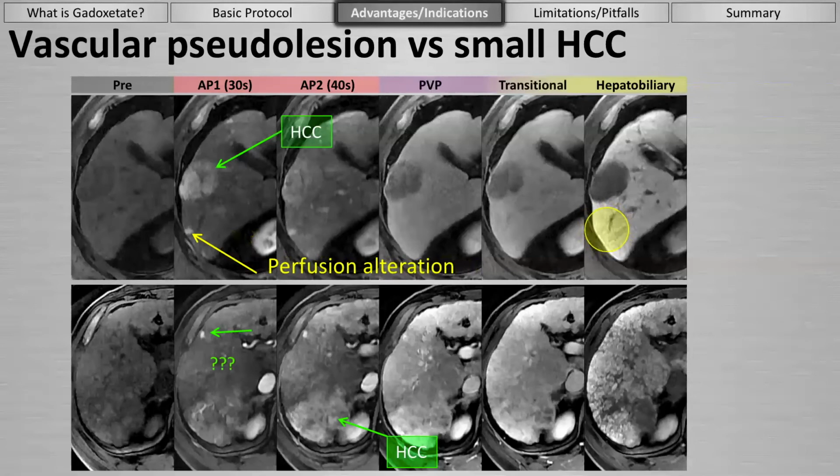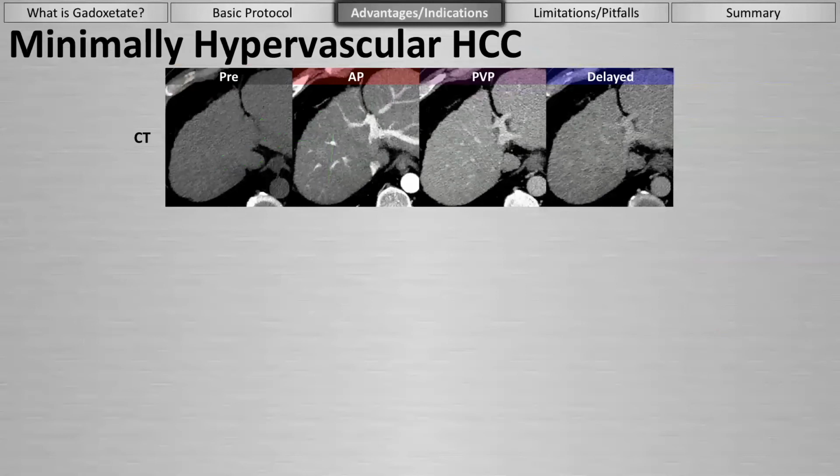What about the other one? Well, the other one, look at that. There's a small little filling defect right there. So this one is a cancer. The other one is a perfusion alteration. So this agent can help you problem solve when you see things like this and you're not sure if they're cancers or not. You can bring the patient back for Gadoxetate disodium, and it can help you figure out whether the lesion is a pseudo-lesion or a real lesion.